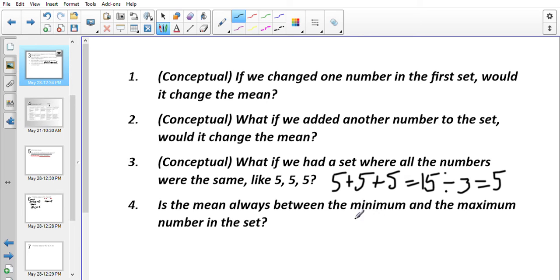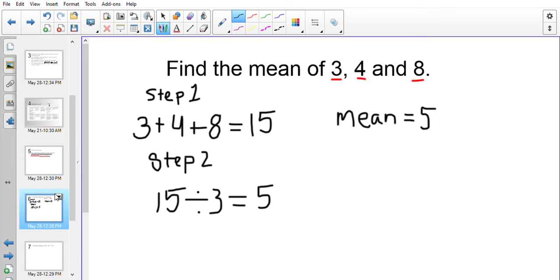Okay? Is the mean always between the minimum and the maximum number in the set? Think about that for a second. If I'm finding the average of something, how could the average ever be more than the maximum value data point?